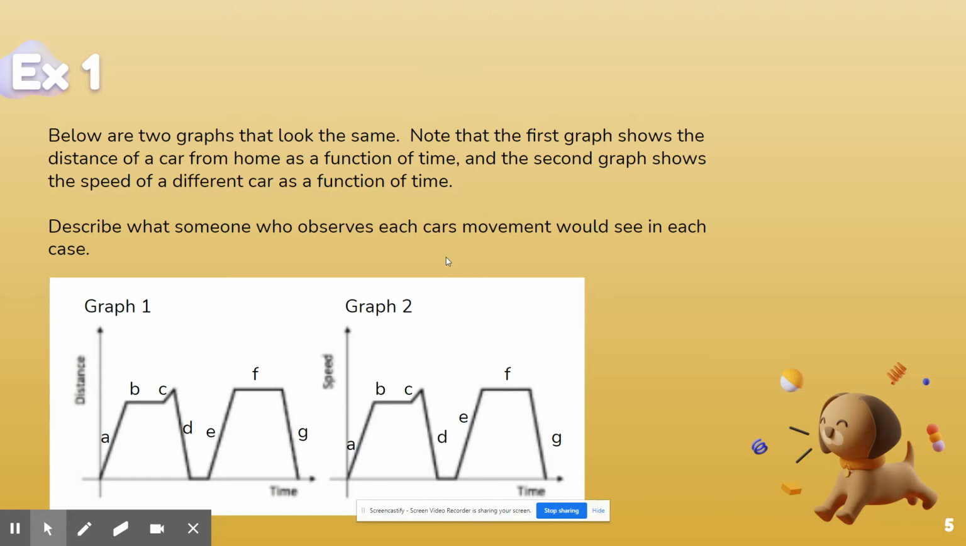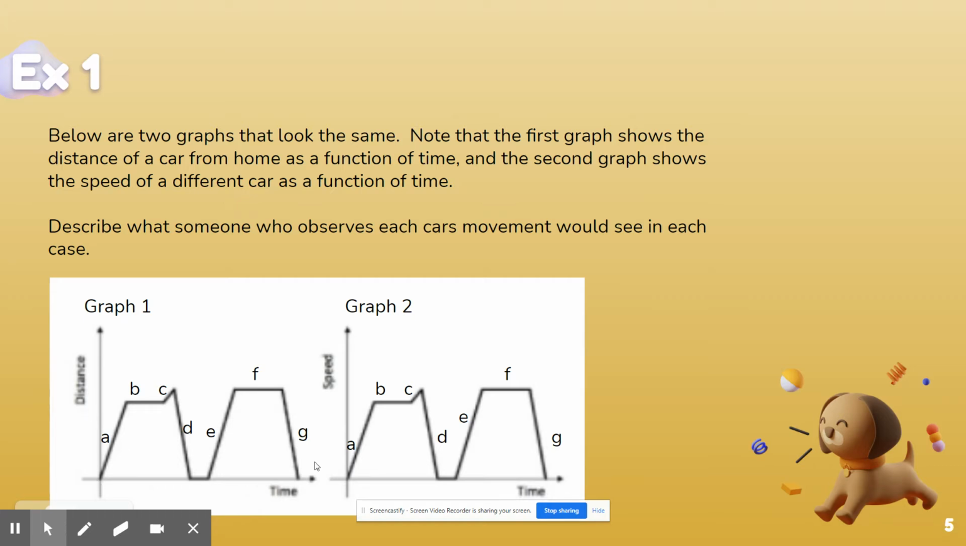So we're going to start talking about graphs and graphing lines and how to read them. So we have two graphs here, graph 1 and graph 2. They look identical to each other, don't they? One says distance and time, the other one says speed and time. When you describe them based on what they are, it means something different.